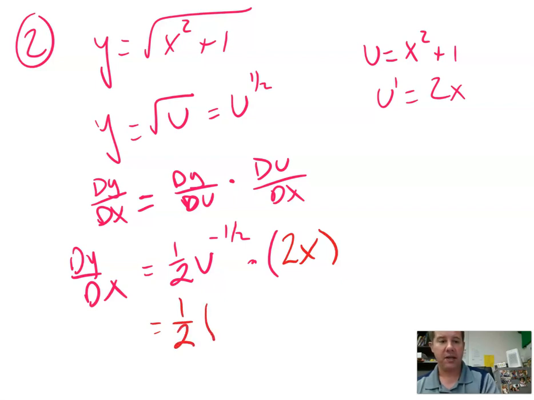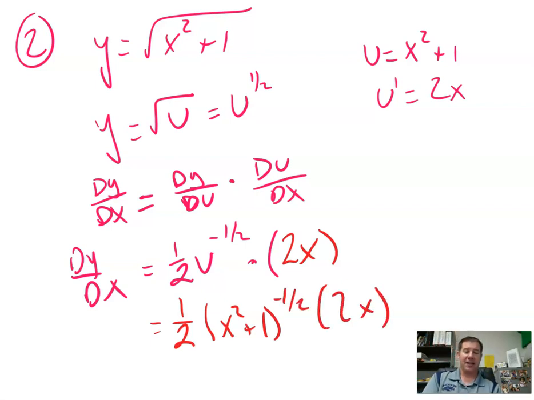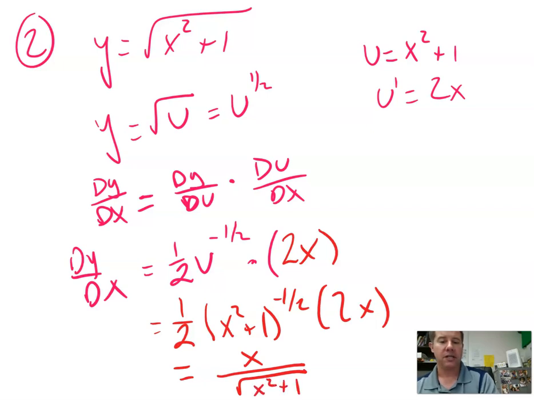So 1/2 times u, which is x squared plus 1, to the negative 1/2, times 2x. This one I think we can tidy up a little bit. 1/2 times 2x is just x. And because that has a negative exponent, it goes to the bottom. And because we started in radical form, I probably want to finish in radical form. So this would be x over the square root of x squared plus 1. And that would be my derivative, or my dy dx, for this problem.